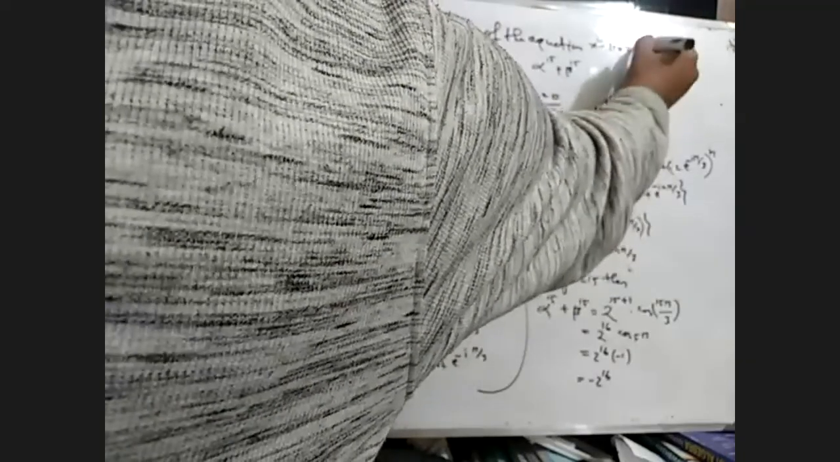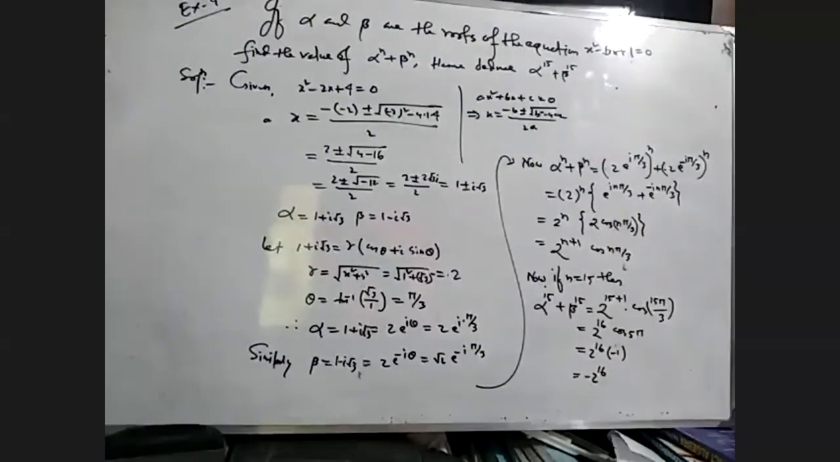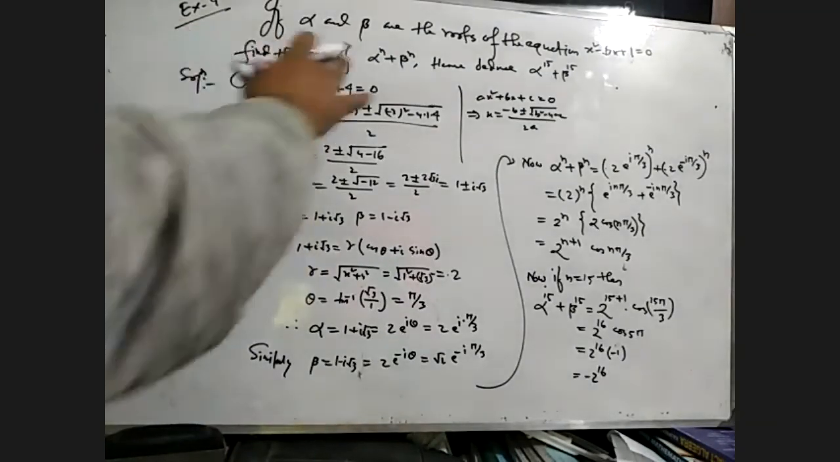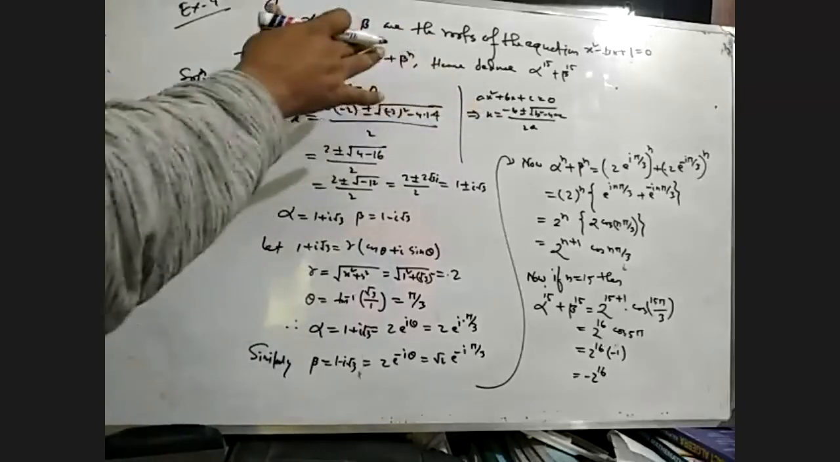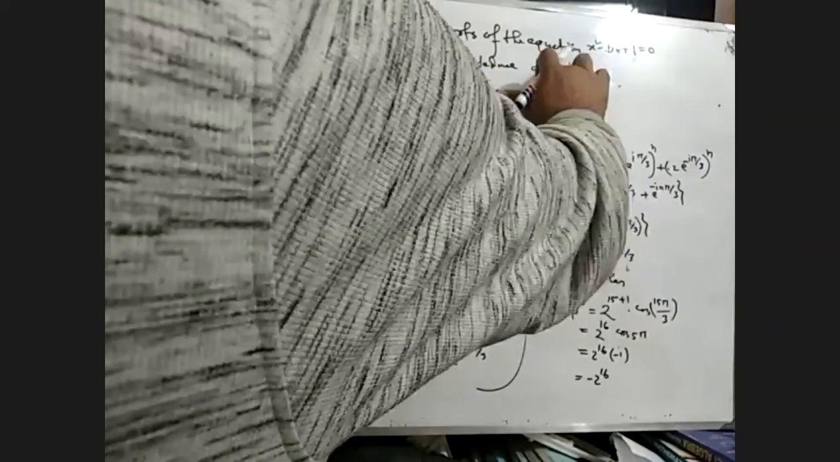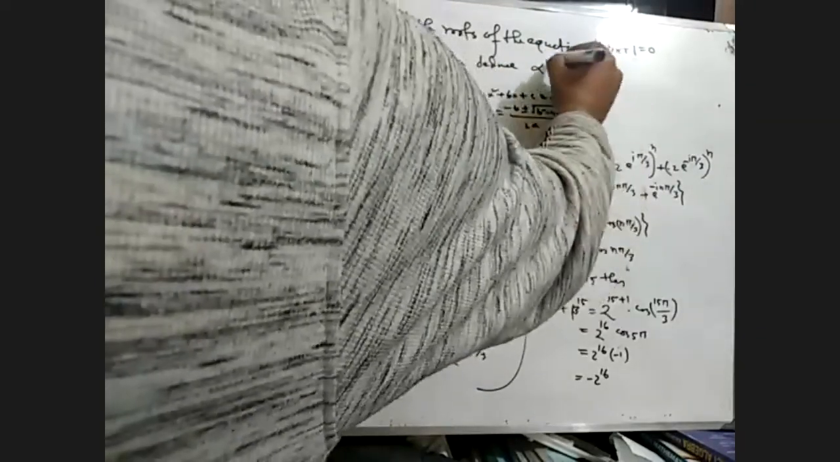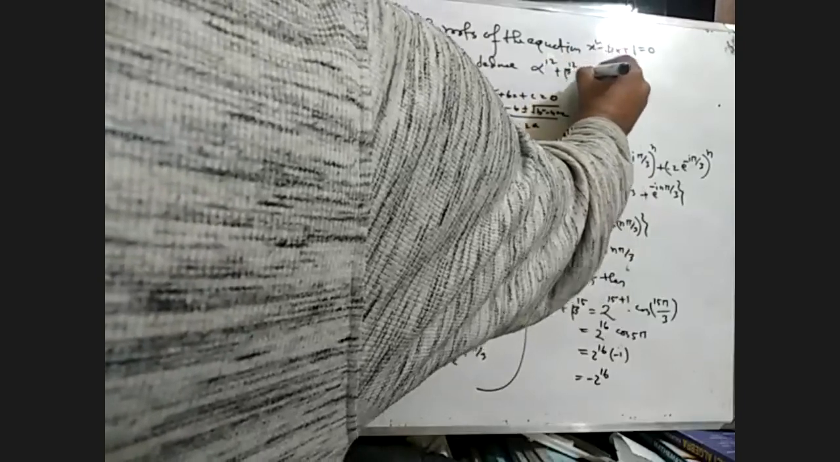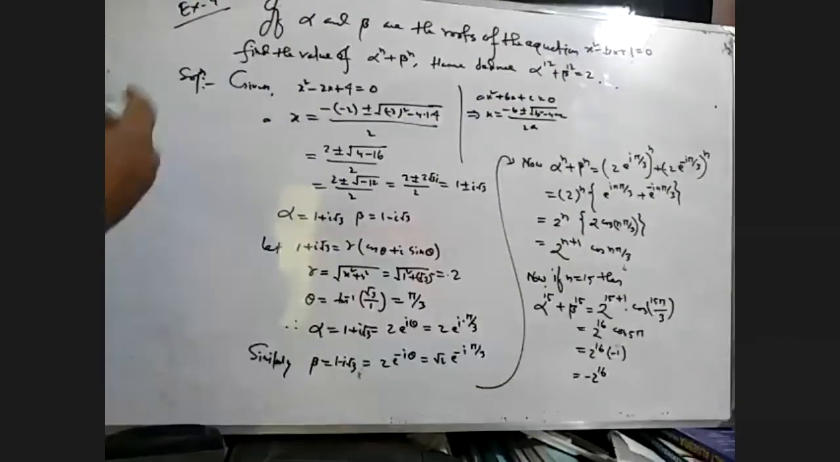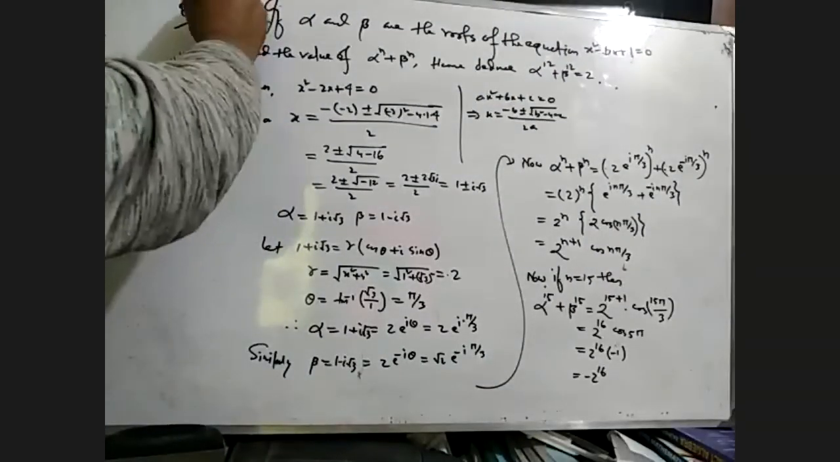Then do one at home and tell me in the next class. This is example 5: x square minus root 3 x plus 1 equals to 0. Then find these values and reduce them: alpha to the power 12 and beta to the power 12. Okay. This will be homework for you.